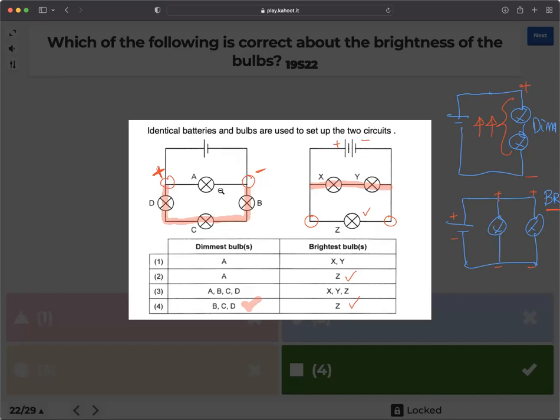Clear so far? And then this 1 battery runs 3 bulbs here. These 2 batteries run 2 bulbs. So there are 3 bulbs here run by 1 battery. So these 3 bulbs will be very dim. So the answer is B, C, D. So the answer here will be 4.